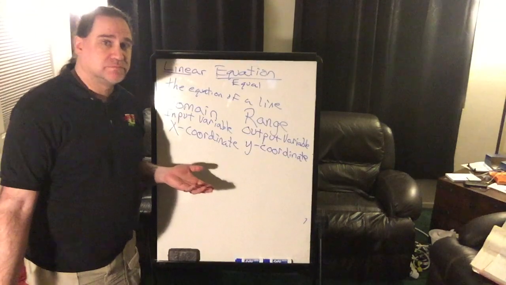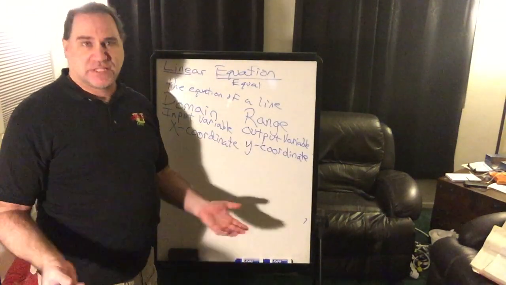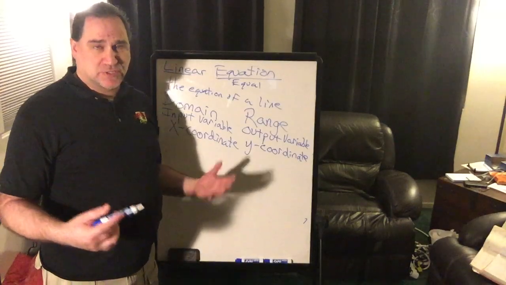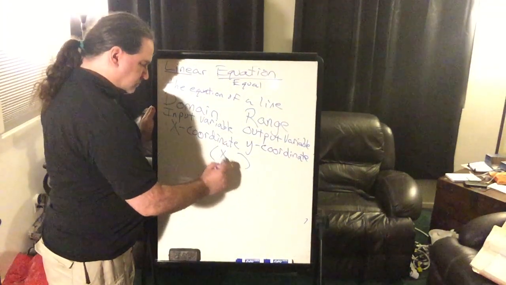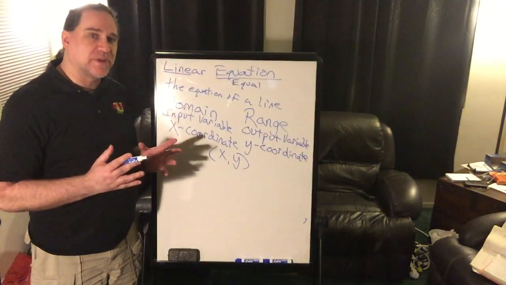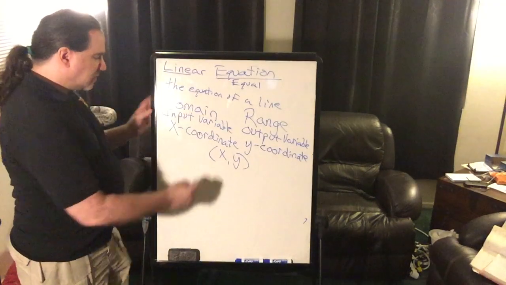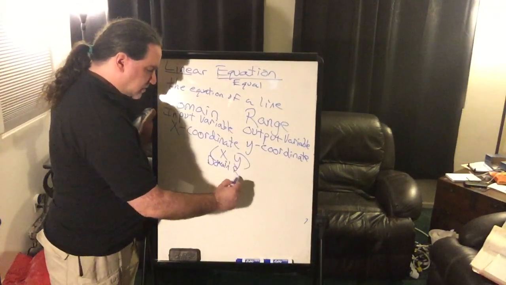It's the y value. We're going to see a lot of equations that have an x and a y. That's the linear equations, okay, the x and the y. And they'd be written like this: x comma y in parentheses. So again, this being the domain, and this is the range.